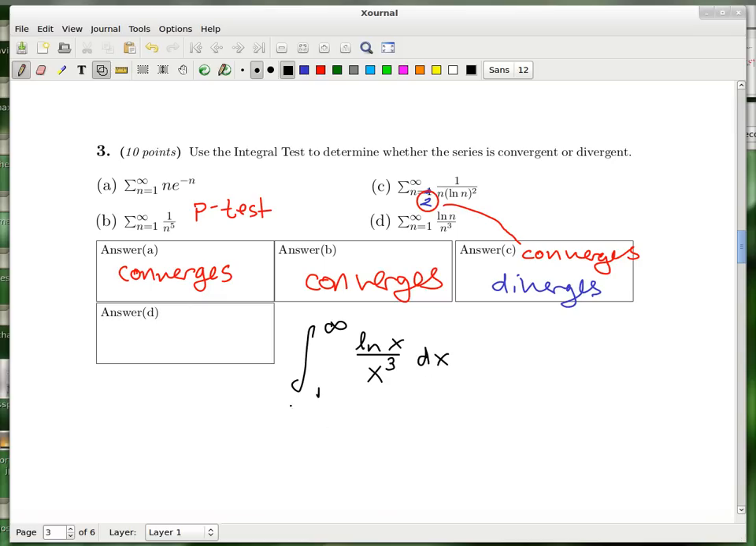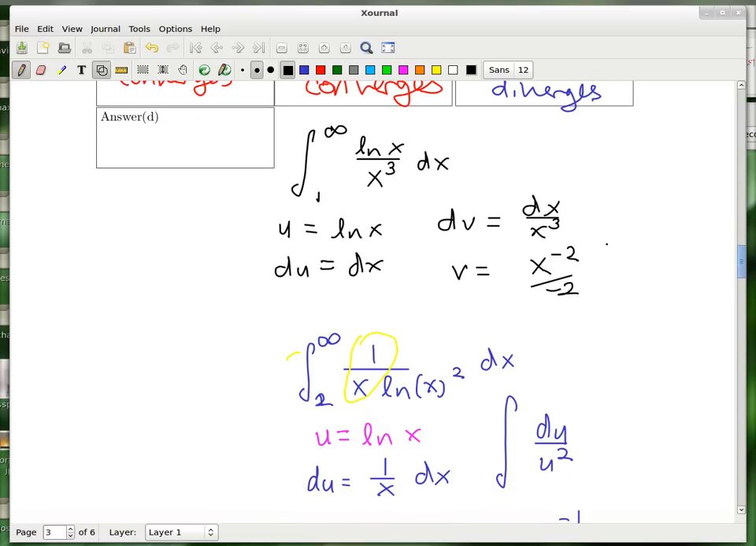And how do you do it? It's integration by parts. So let u equal natural log of x because u loves natural log of x. So then du is dx over x, and dv is dx over x cubed. And so that means v is x to the minus 2 divided by minus 2. And what shakes out?